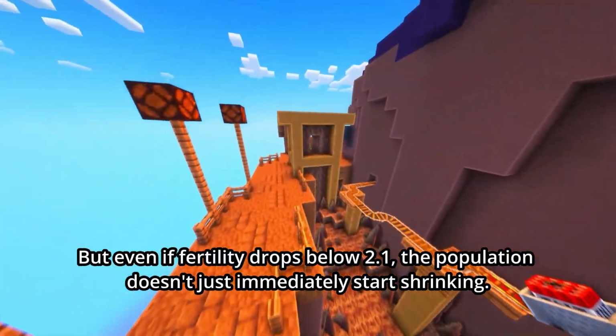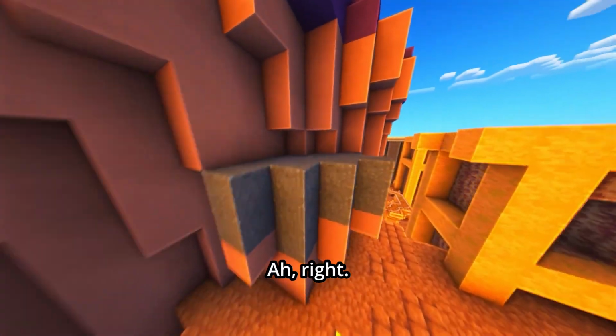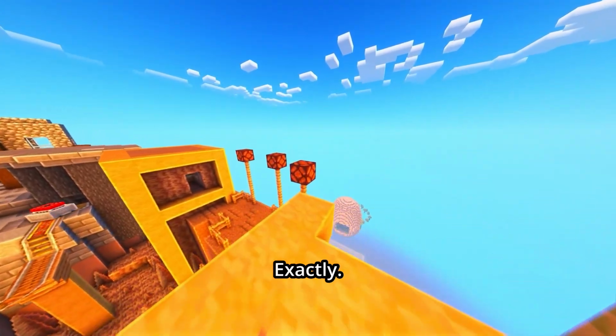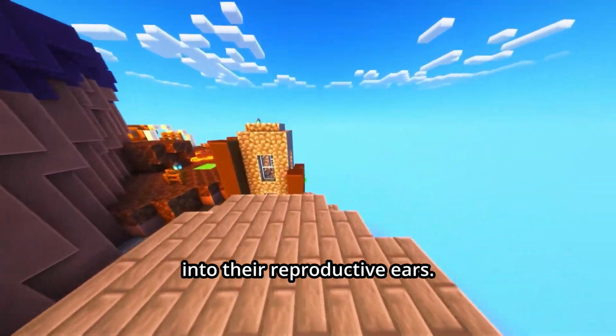Yeah. But even if fertility drops below 2.1, the population doesn't just immediately start shrinking. Ah, right. Population momentum. Exactly. If you had really high birth rates in the past, you have a large group of young people moving into their reproductive years.